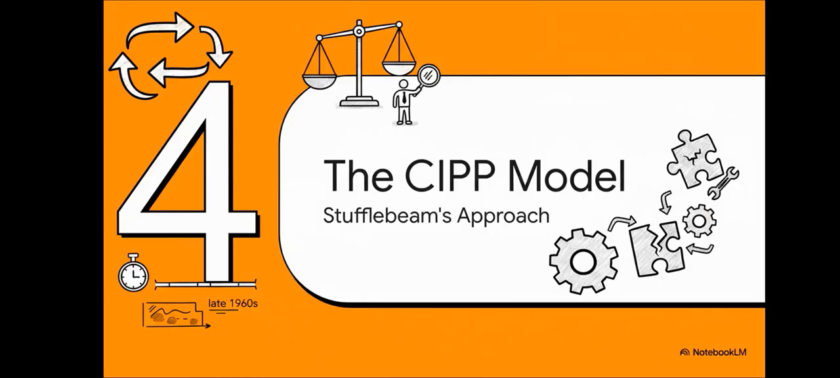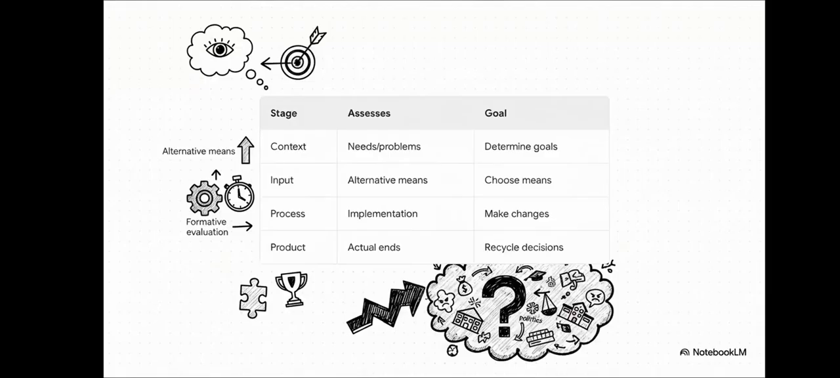Section 4. Stufflebeam's CIPP model. The CIPP model, that's context, input, process, and product, is entirely focused on generating data for decision-making. Context assesses the needs to determine goals. Input looks at alternative ways to achieve those goals. Process monitors the actual implementation, which is amazing, finally a model that champions formative evaluation. And product compares the actual ends with the intended ends.